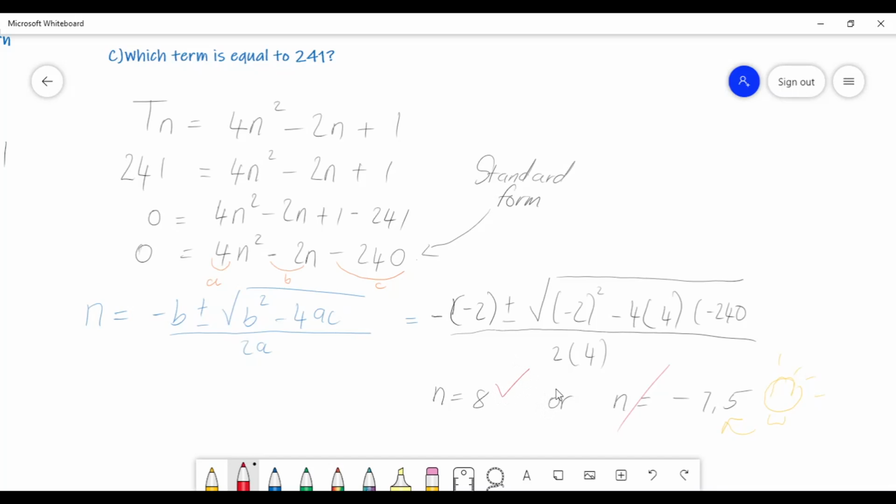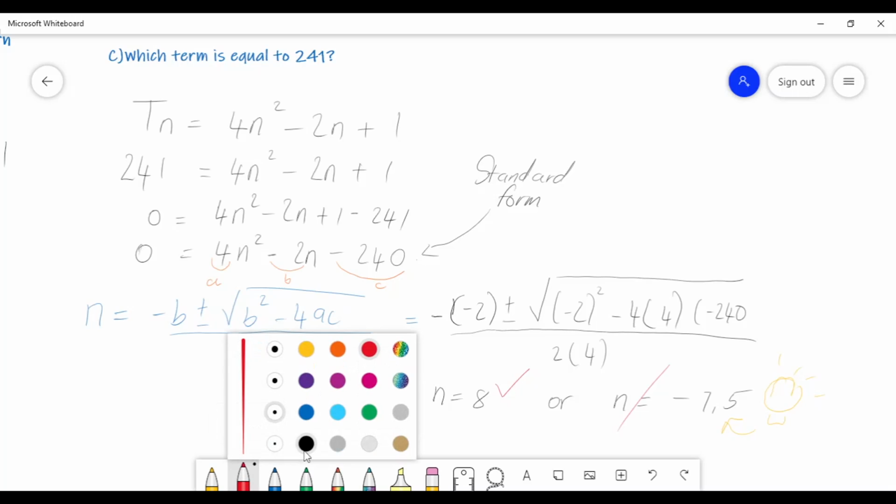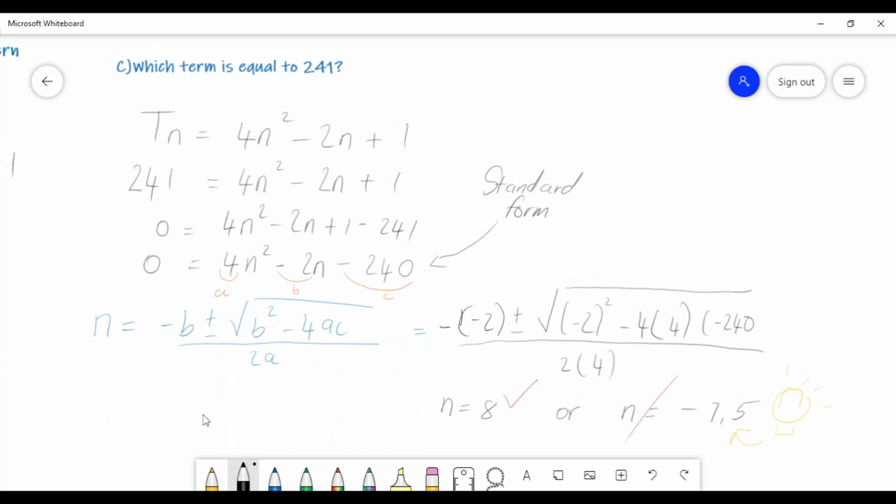Therefore, 241 is the 8th term in the sequence. Okay, guys. So therefore, 241 is the 8th term.